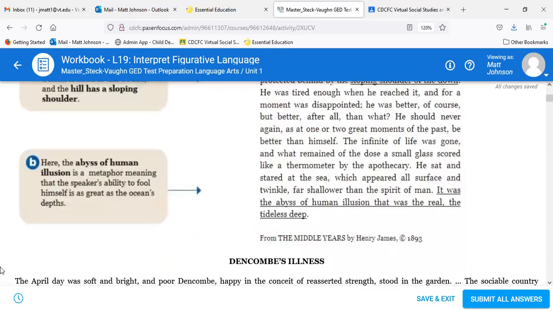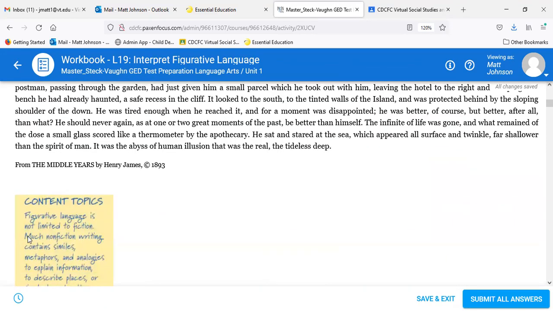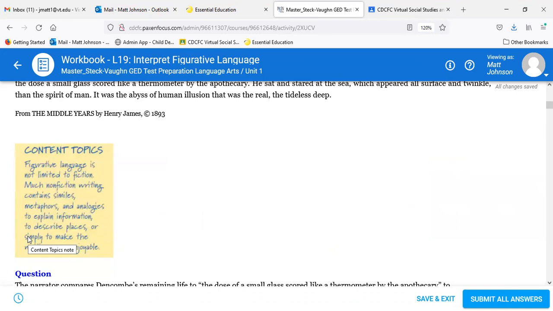And let's see here. So again, we have the same passage. Our content topics: figurative language is not limited to fiction. So I've mentioned here, right? Much nonfiction writing contains similes, metaphors, and analogies to explain information, to describe places, or simply to make the writing more enjoyable. So, nonfiction writing is going to use it in certain situations to help explain things. There's a lot of good nonfiction writers out there that'll use figurative language.